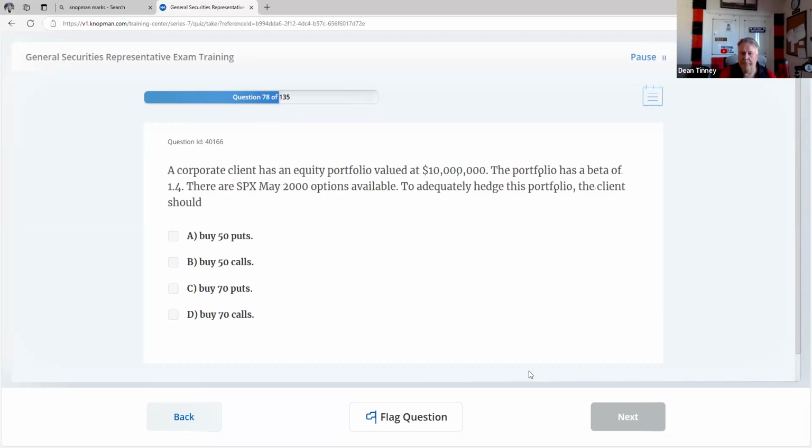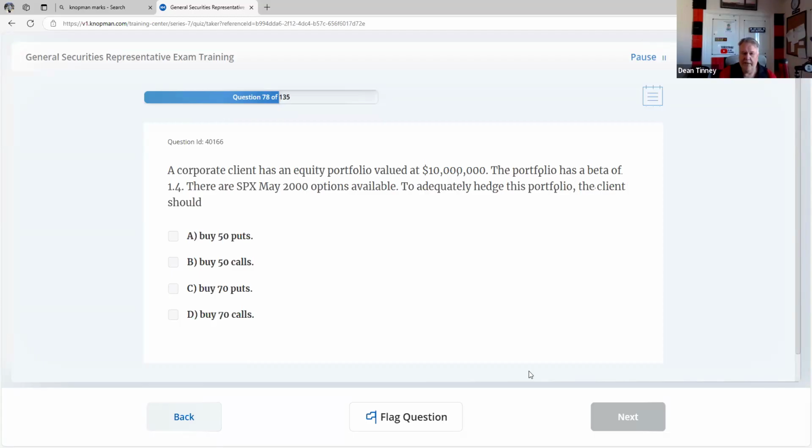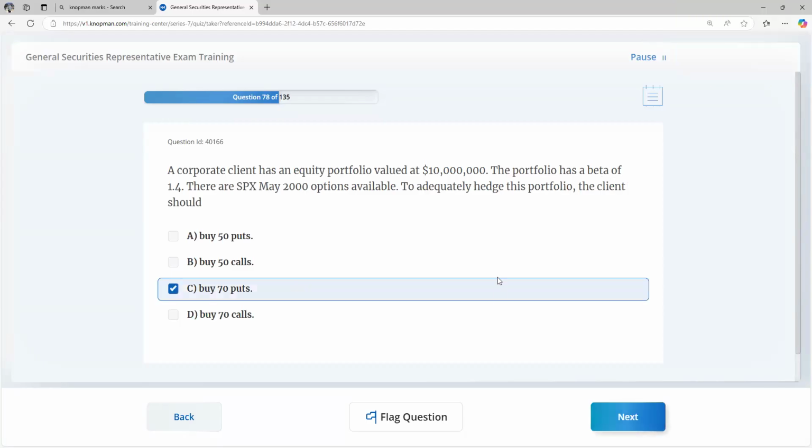So I should know that I'm buying puts. Yeah, I was about to say I know that I'm buying puts. Okay, so it's going to be 7. Now if I take the 2000 times 50, that's the 10 million. But I need to overweight it, so I need to buy some more puts. Just reading it, I knew we were buying puts and I wanted C. So, yeah, there you go.